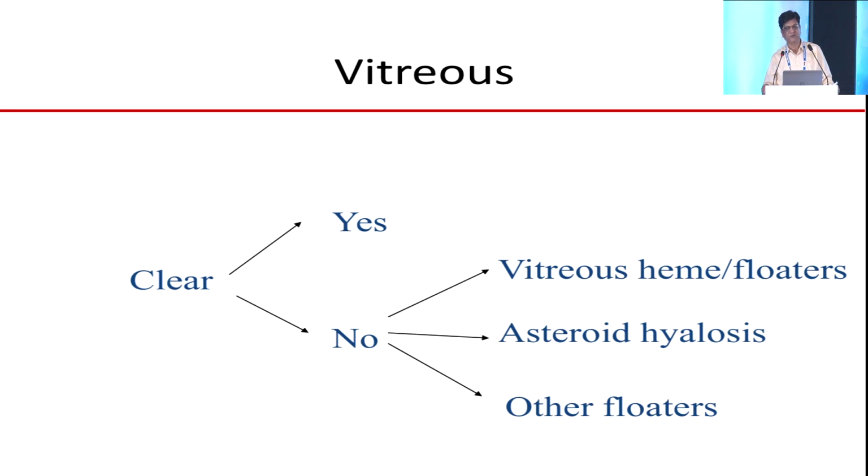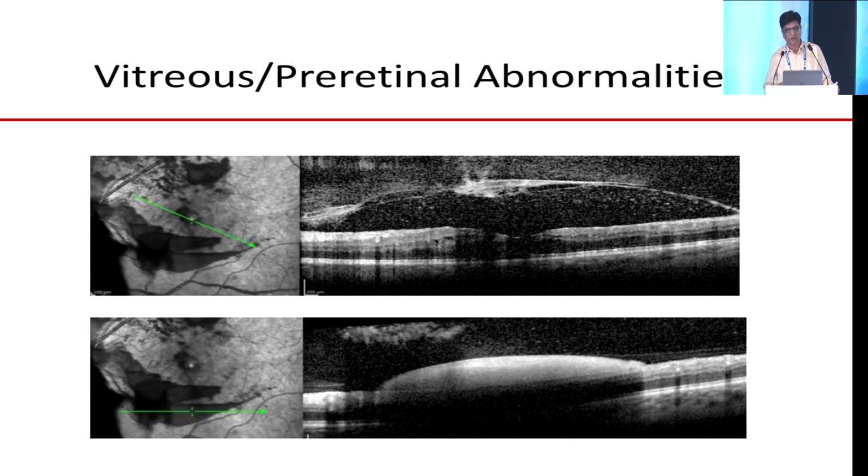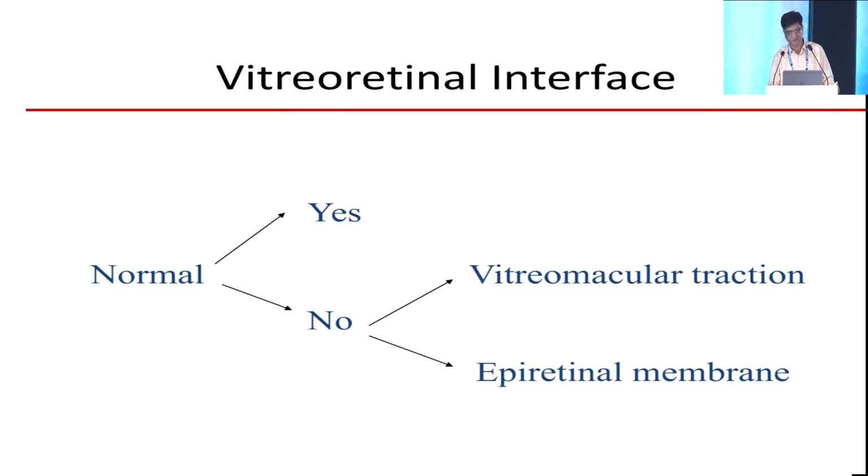The asteroid hyalosis again will give you something like drops in the vitreous cavity, and other floaters also will give you reflectivity, which you can see on the OCT. This is just showing on the right side the asteroid hyalosis picture. Coming to the vitreous and pre-retinal abnormalities, again it's very important that you analyze with the clinical perspective what is important and what is not important in the vitreoretinal interface, which Dr. Anil will be discussing in detail.